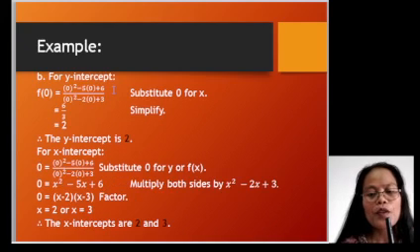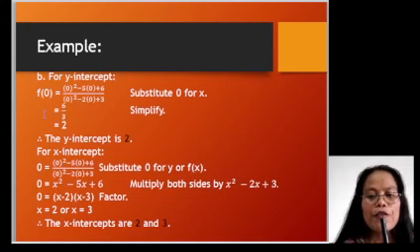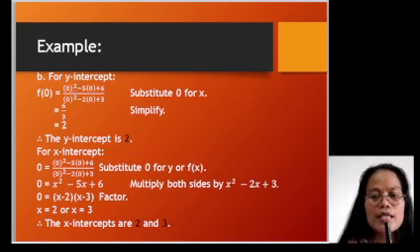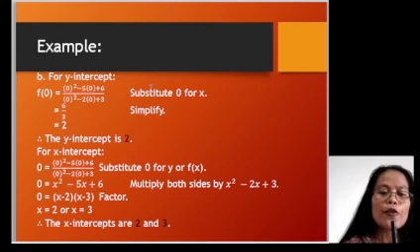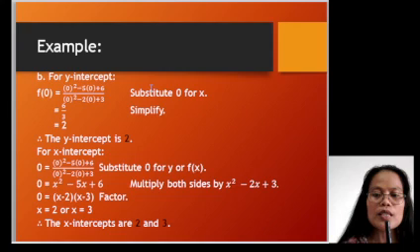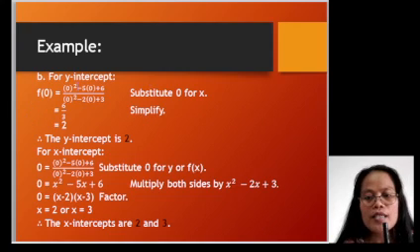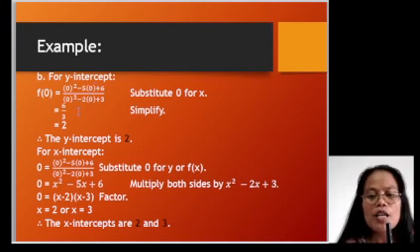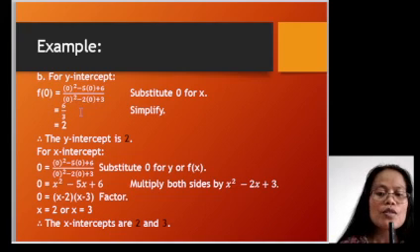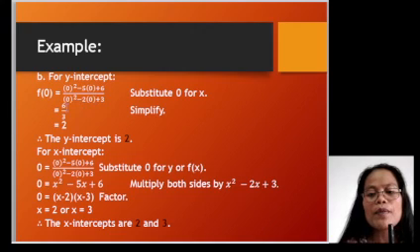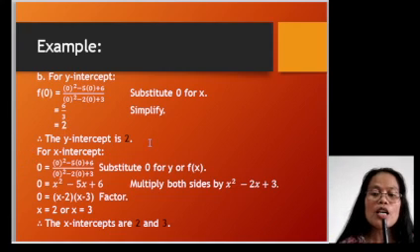Here in letter B, for the y-intercept, we have f of 0 equals, we have to replace x with 0, so 0 squared minus 5 times 0 plus 6 all over 0 squared minus 2 times 0 plus 3. So we substitute 0 for x because we need to find the y-intercept. And then we need to simplify. 0 squared is 0, minus 5 times 0 is 0, so we have 6 na lang. And 0 squared is 0, minus 2 times 0 is also 0, and plus 3. So we have 6 divided by 3 is 2. Therefore, the y-intercept is 2.